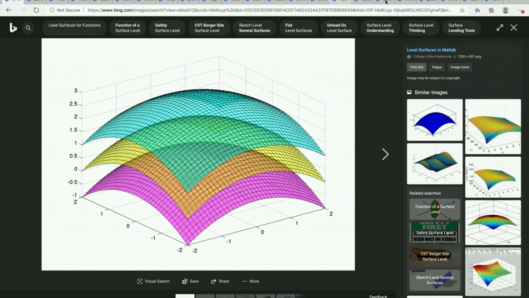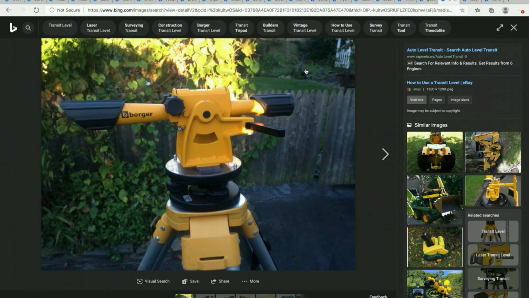So we have here the engineer's transit. No, no. This is not an engineer's transit.